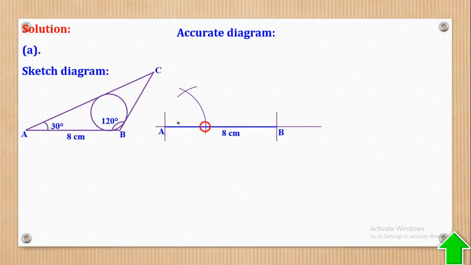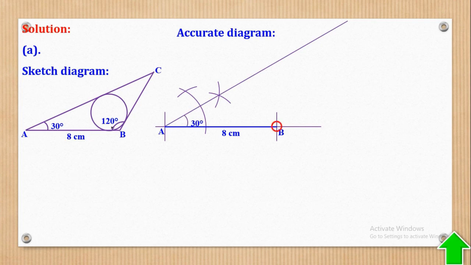So next I'll adjust the radius of the compass, then put my compass needle here and draw that arc. Then put the compass needle there and, without changing the radius, draw that arc. Now next is to draw a line from here through this intersection. So let's do that. So that angle will be 30 degrees.